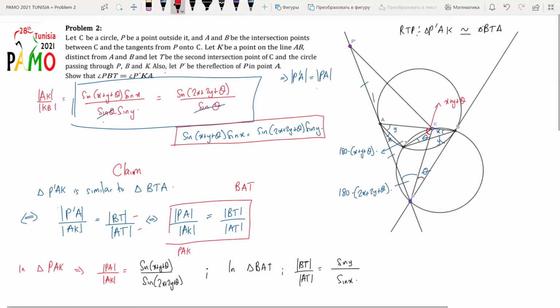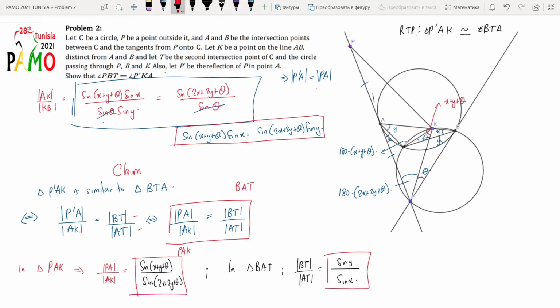So we'll have this and this for this. We'll see that all these four angles here are the same four angles that are included here. So we can actually try to rearrange these two in a way that we can get that these two ratios are equal. Let's just rearrange this first of all. So this thing I boxed in red here is actually equivalent to sine x plus y plus theta over sine 2x plus 2y plus theta being equals to sine y over sine x.